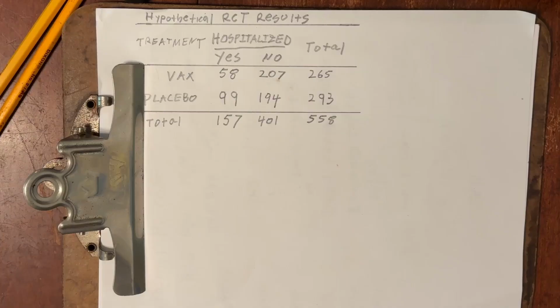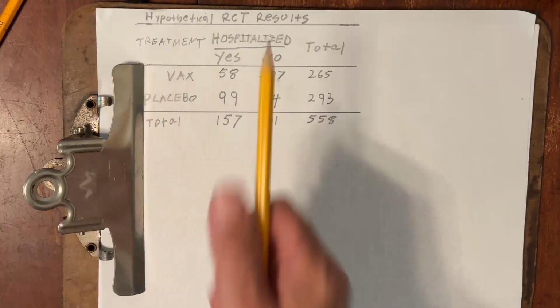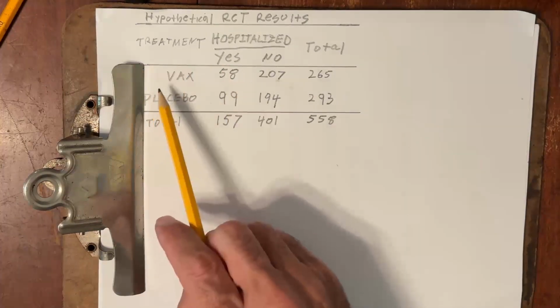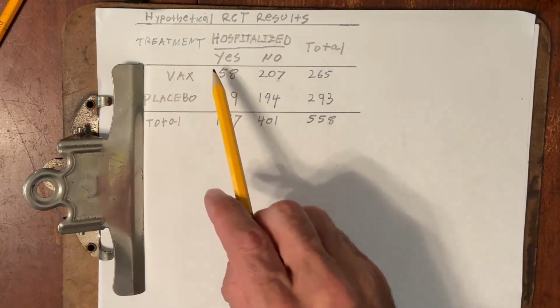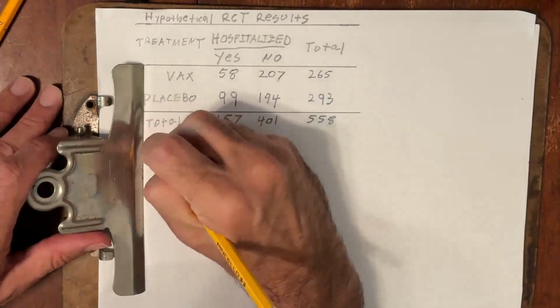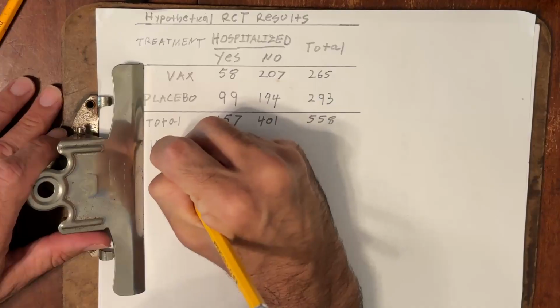Vaccines are one of the crowning achievements of modern medicine. In this example, we have hypothetical results from a randomized controlled trial, RCT. We have treatment, vax or placebo, and we have hospitalized, yes or no. What we want to do in this example is determine the vaccine efficacy.